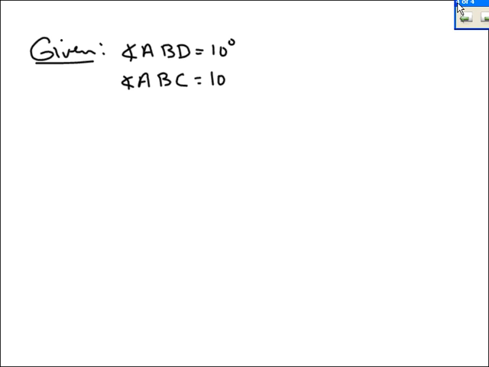Suppose you have this. Suppose you're given that angle ABD is 10 degrees. ABC is 100 degrees. Angle EFY is 70 degrees 20 minutes.